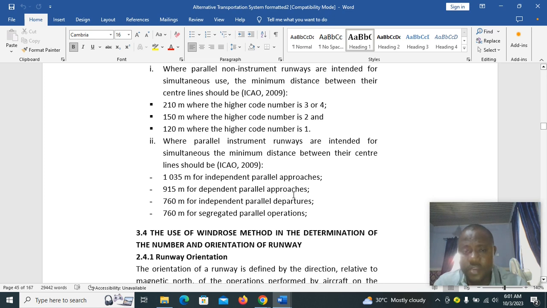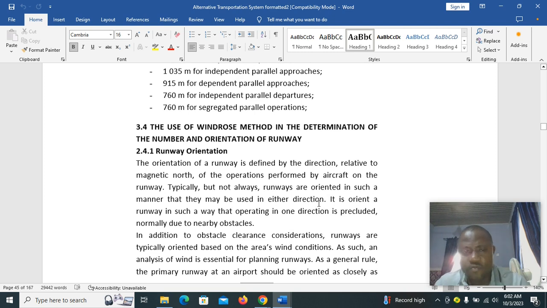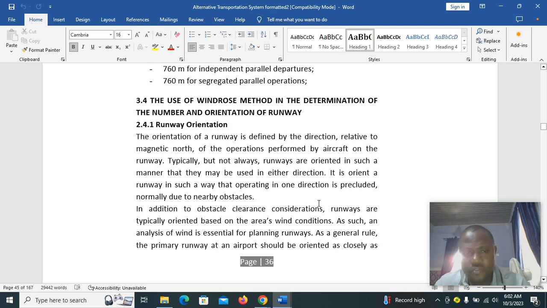Where parallel instrument runways are intended for simultaneous use, the minimum distance between their center lines should be, according to ICAO recommendation 2009, 1,035 meters for independent parallel approaches, 915 meters for dependent parallel approaches, 760 meters for independent parallel departures, and 760 meters for segregated parallel operations. When we talk about parallel runways, these are runways orientated in such a way that they run parallel to each other. We've looked at parallel runways already. Next, the use of the wind rose method in determining the number and orientation of runways.